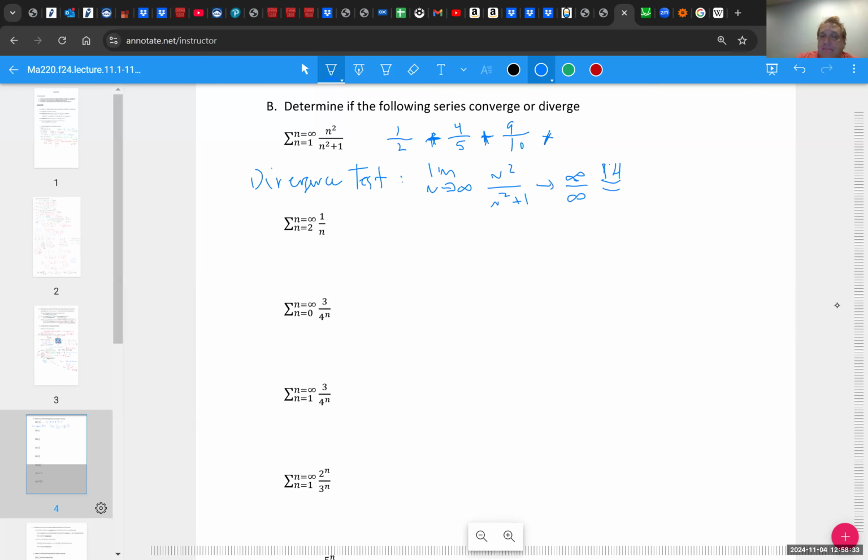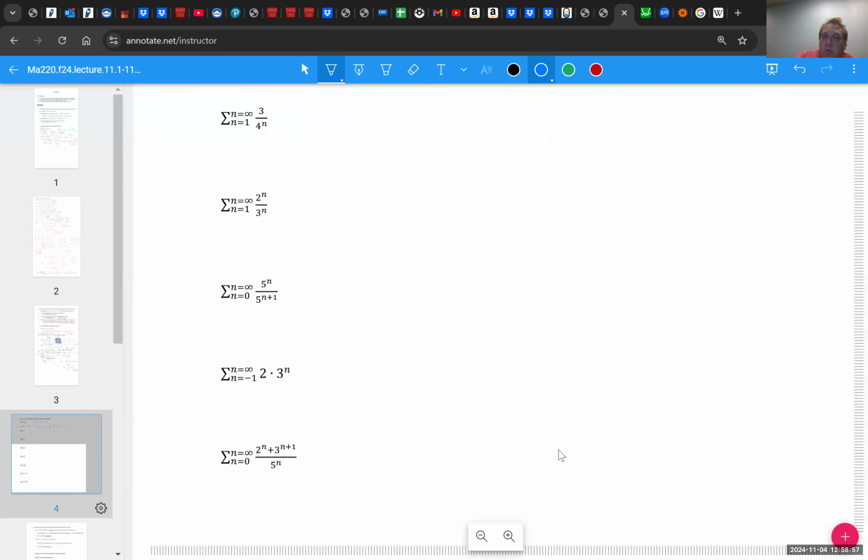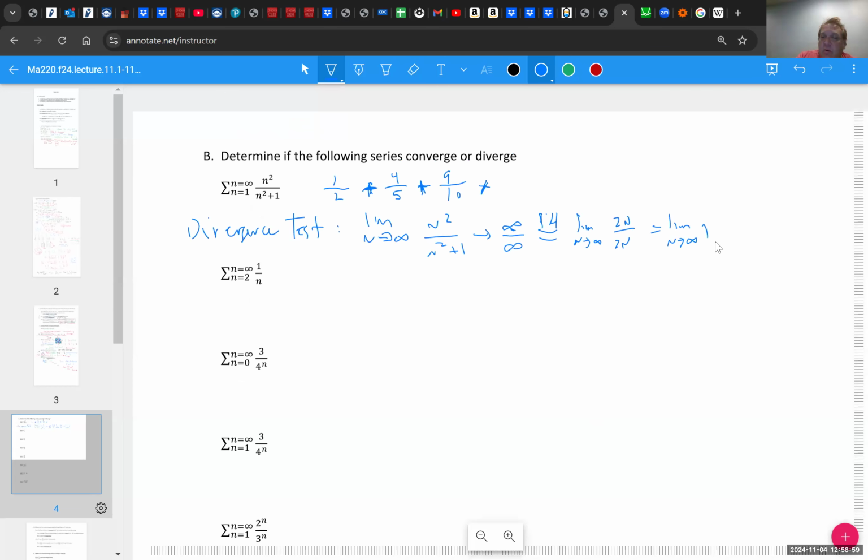I can differentiate the top. Let me write my limit. The derivative of n squared is 2n. The derivative of n squared plus 1 is 2n. Well, I know what 2n divided by 2n is. That's just equal to 1. So this is the limit as n goes to infinity of 1. And what is the limit as n goes to infinity of 1? Well, 1 has no n's in it. It does not care what n is. 1 is a constant. It's 1. So if n is 7, this is 1. If n is a million, this is 1. It's always 1. So the limit is equal to 1.